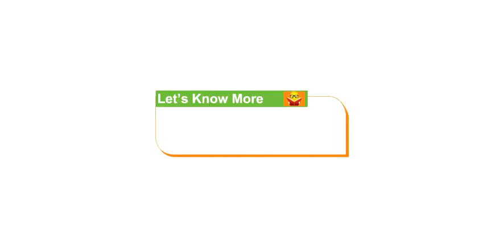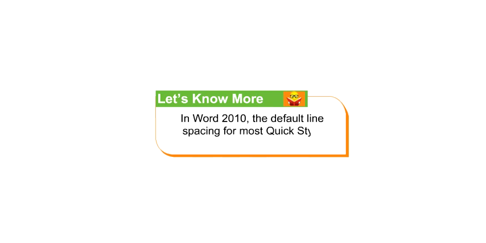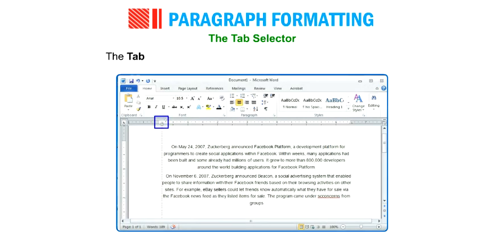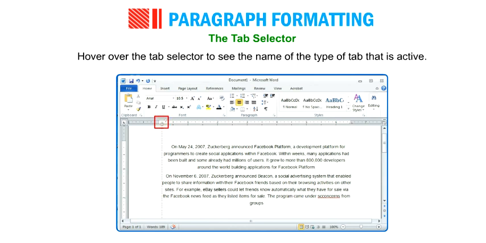Students, let us know more. In Word 2010, the default line spacing for most quick style sets is 1.15. Okay, students, note you can also type in the accurate tab measurement in the tabs dialog box. Number 1. Tab selector. The tab selector is present above the vertical ruler on the left. Hover over the tab selector to see the name of the type of tab that is active.